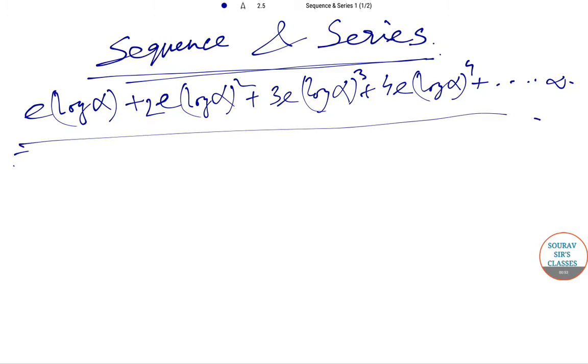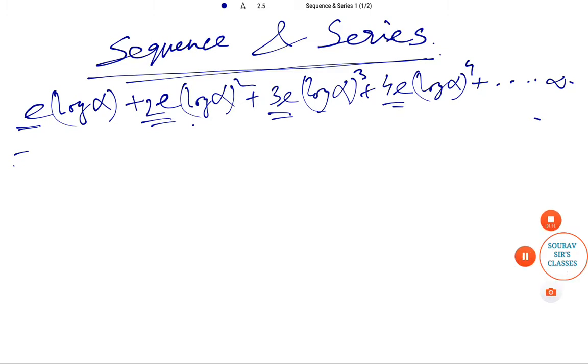Now to find the sum, we have to see the pattern of how the series is going. In the first term it is e, in the second term it is 2e, the third term it is 3e, the fourth term it is 4e. It is like an AP of the first part whose first term is e and common difference is also e.